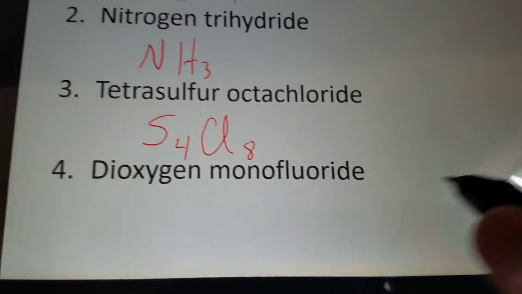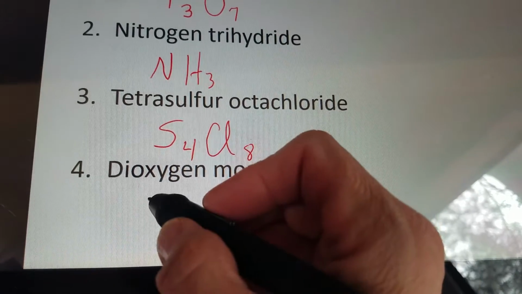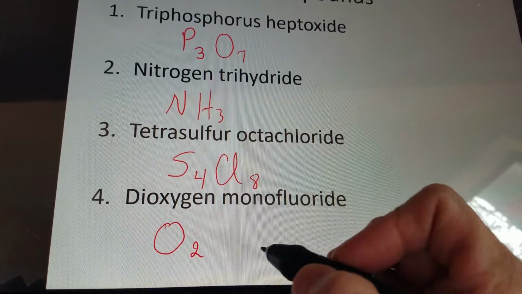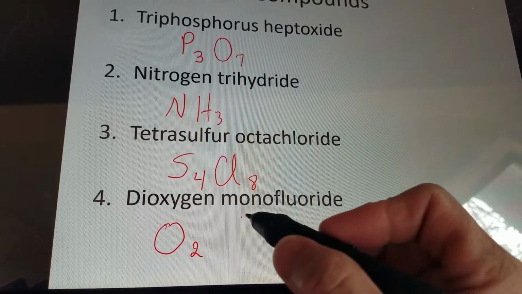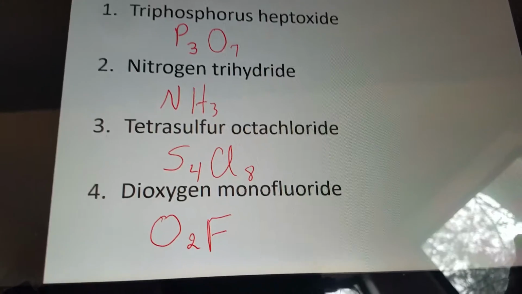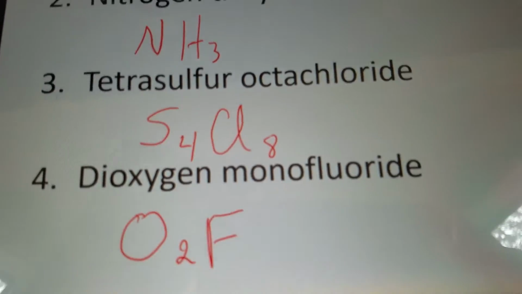And then lastly, we have dinitrogen, dioxygen, so that means we have 2 oxygens. Monofluoride just tells me that I have 1 of that compound, so you don't need a subscript. 1s are not put as subscripts. If you put it, it's not really wrong, it's just not necessary.